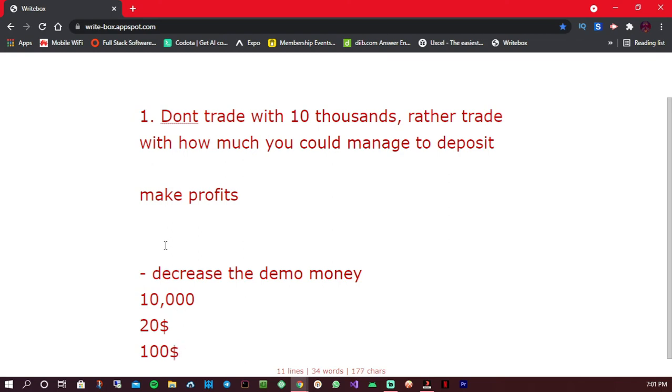So this is the best way to practice with demo money. You can use this to test indicators and see how much you would make if you were to deposit this amount. Also robots. I'm sure there are better ways of backtesting indicators and expert advisors, but this one is the best way if you plan to trade manually. So how do you decrease the money from 10,000 to $20, $100 or $500?